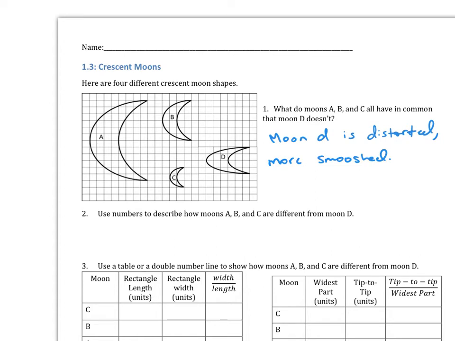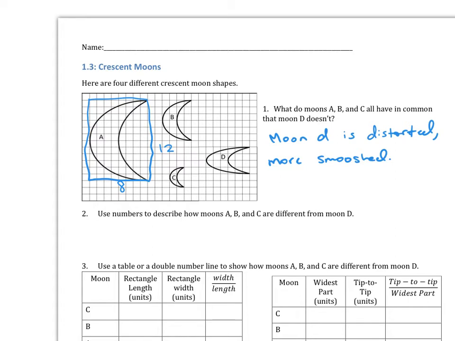Okay. So then the second question said to use numbers to describe how moons A, B, and C are different from moon D. So what we're going to do here is take a look at some different measurements. The first measurement I want to look at is if I were to draw a box directly around each moon, what would that be? So I would have a box here. And in doing that, I see my box is a 12 by 8. So it's 12 tall and 8 wide.